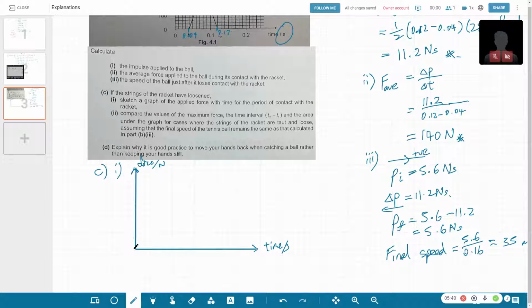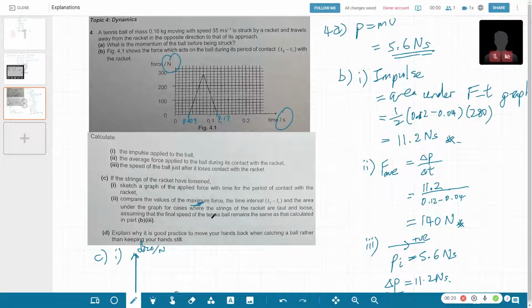if you have played with a badminton racket, when the strings are not so tight, the maximum force will actually be lower. The time of contact will also be longer because it takes longer for the strings to stretch. Okay, so it'll probably be shorter. Are they supposed to? Let me see. For the period of time, it should be still the same. I believe it should be still the same for the period of contact, but there will be lesser force here. The maximum force will be lower.